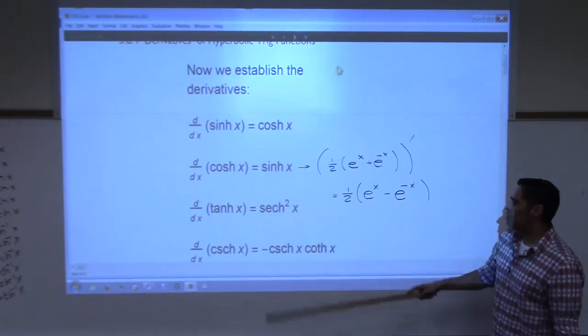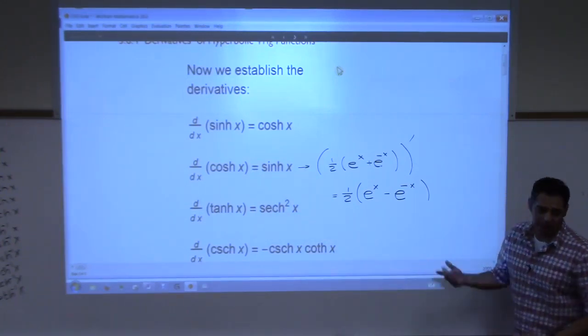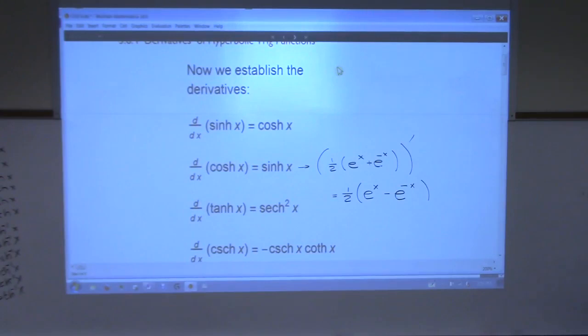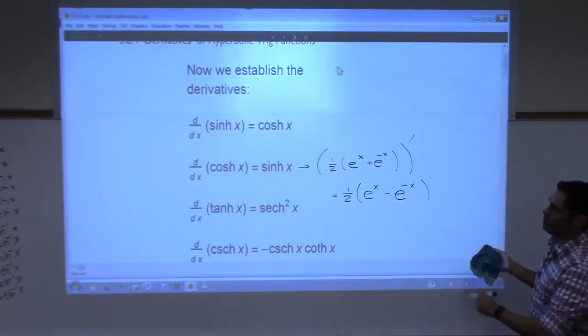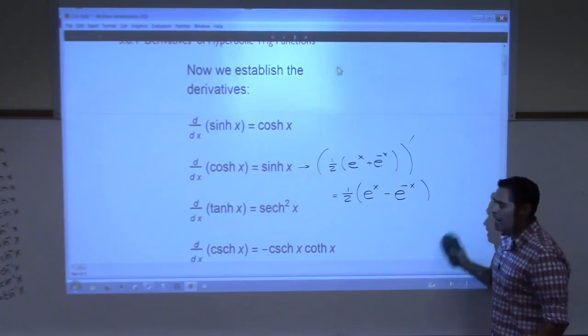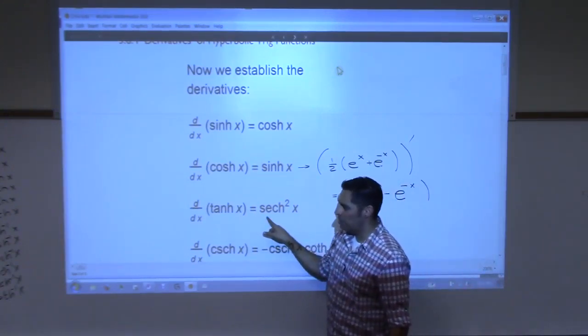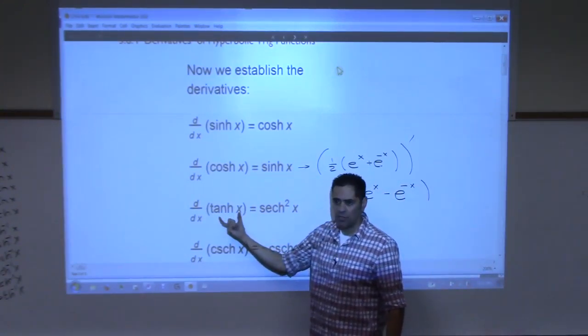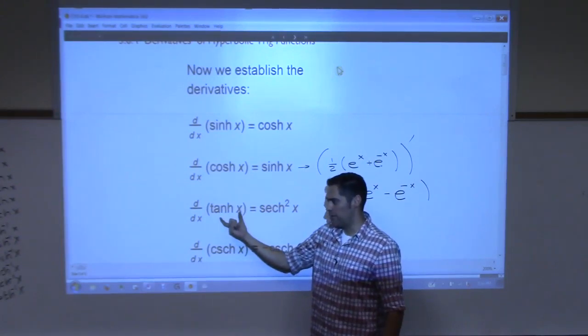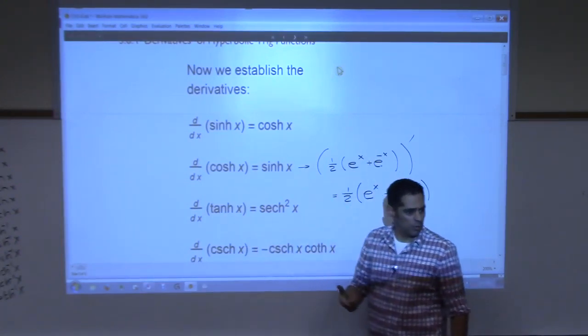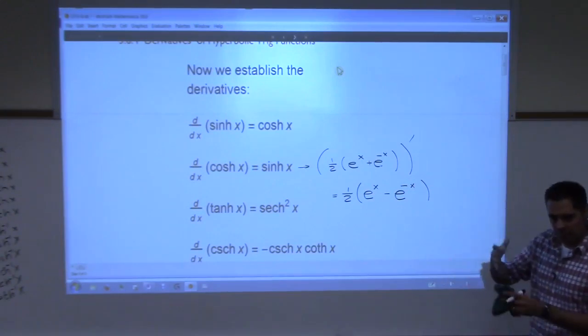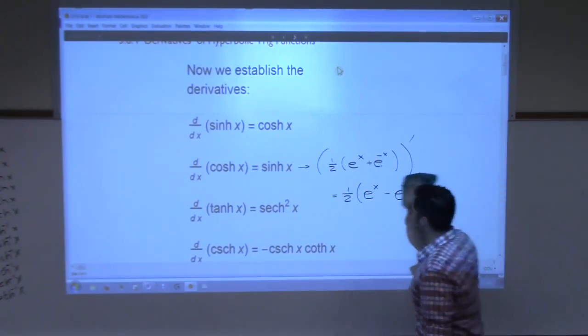And you could go and do the rest. I'm not going to ask you to. There might be something in the homework for you to do, but I'm not going to do any more of those. You get the idea, right? If you were asked to verify that this was true, you'd have to write out the definition of this and then take the derivative. And that would require a quotient rule.